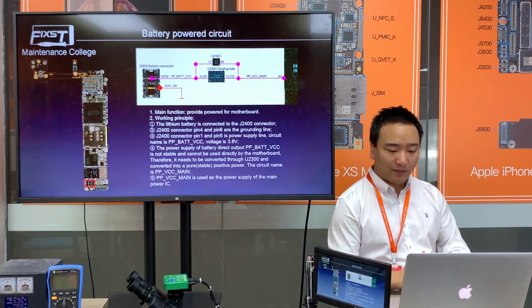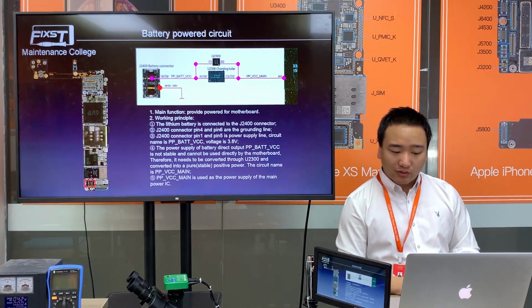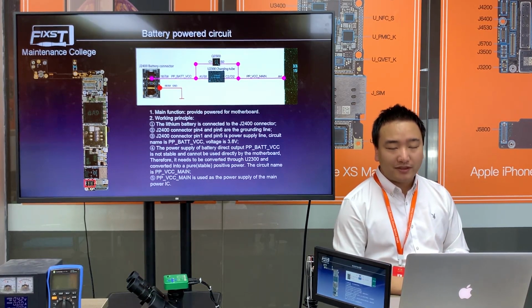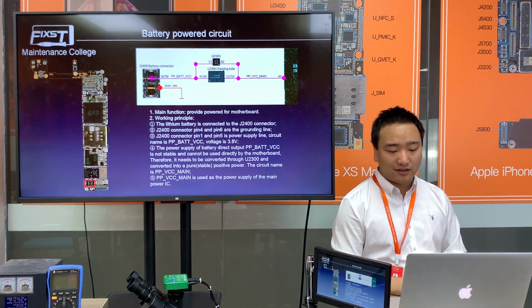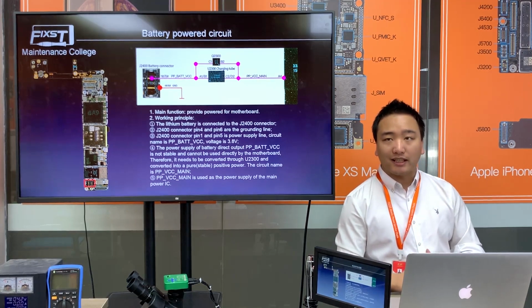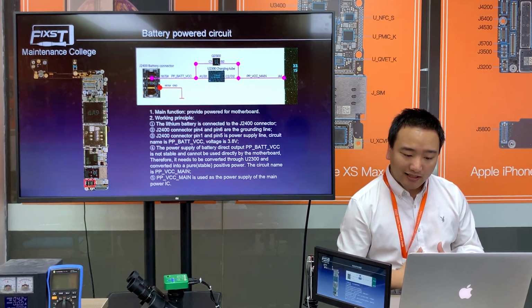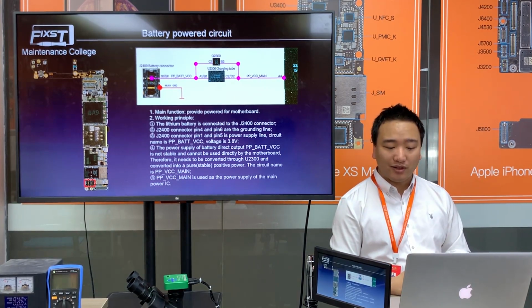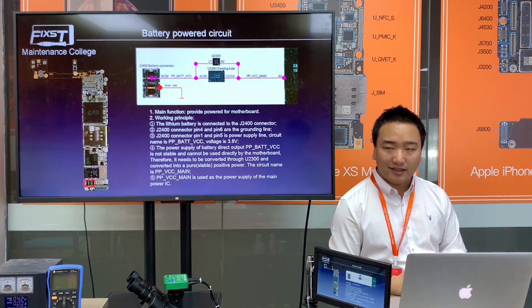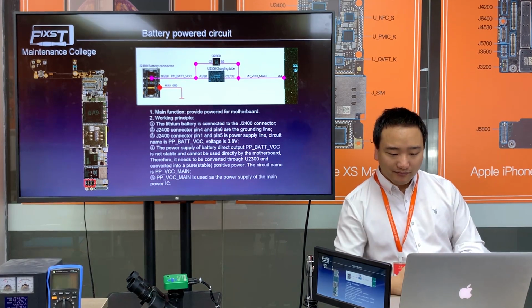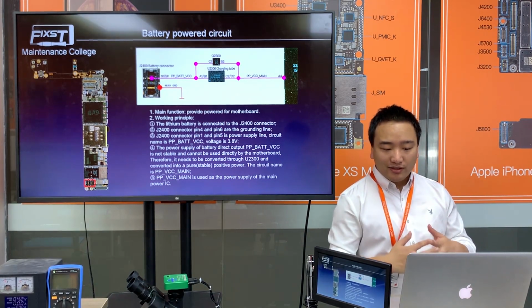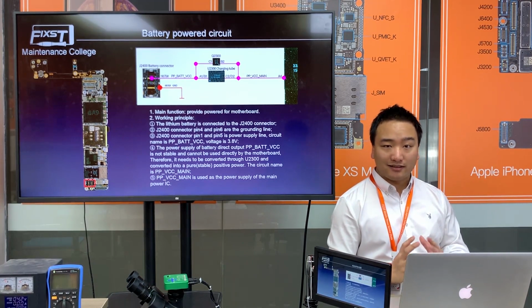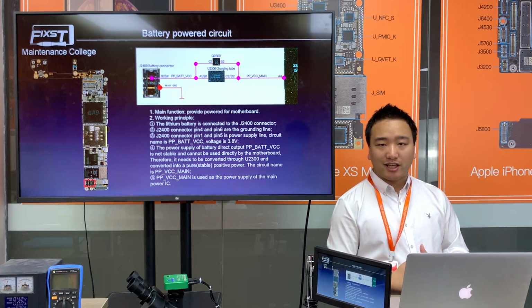The PP-VCC MID means that at this level the power is more clean and more stable, and at this level the power is exchanged by the battery power, because the power sent by the battery cannot be directly used by the motherboard, so we need to exchange it to be a more stable, cleaner power to use in the phone. And the PP-VCC MAIN is this level, the power after exchange.